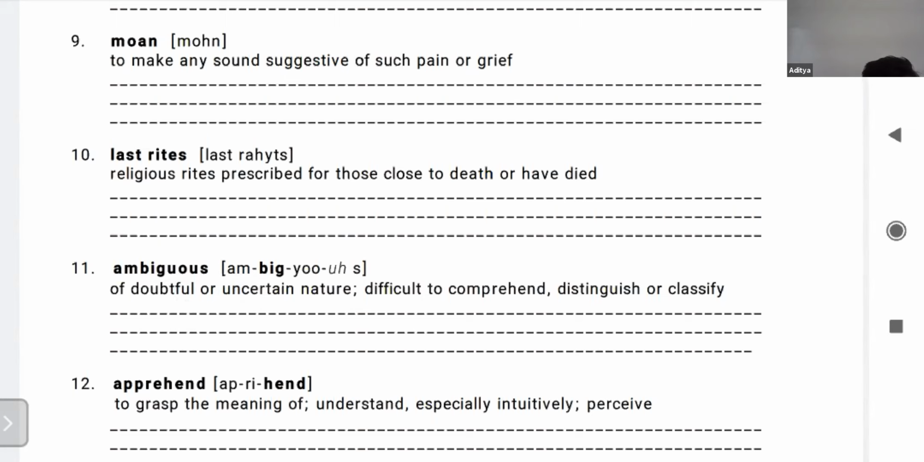Doubtful or uncertain nature. Difficult to comprehend, distinguish or classify. Something which is difficult to comprehend, something you cannot distinguish from another or even classify, that becomes ambiguous. Or something you're in doubt about, or you're uncertain of its nature, then it becomes ambiguous.